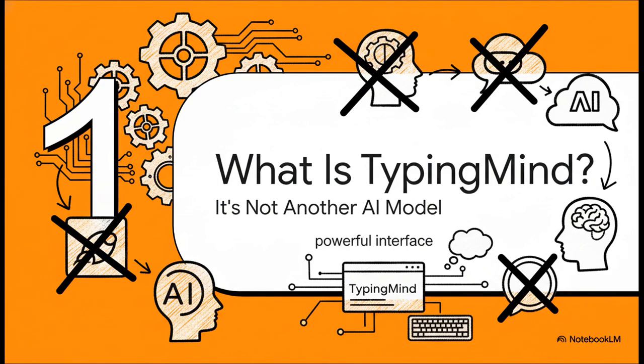Okay, so this is exactly where a tool like TypingMind comes into play. And the first thing we have to get straight is what it isn't. This is not another AI model. It's not trying to be the next ChatGPT or Claude. It doesn't have its own brain. So what is it then?